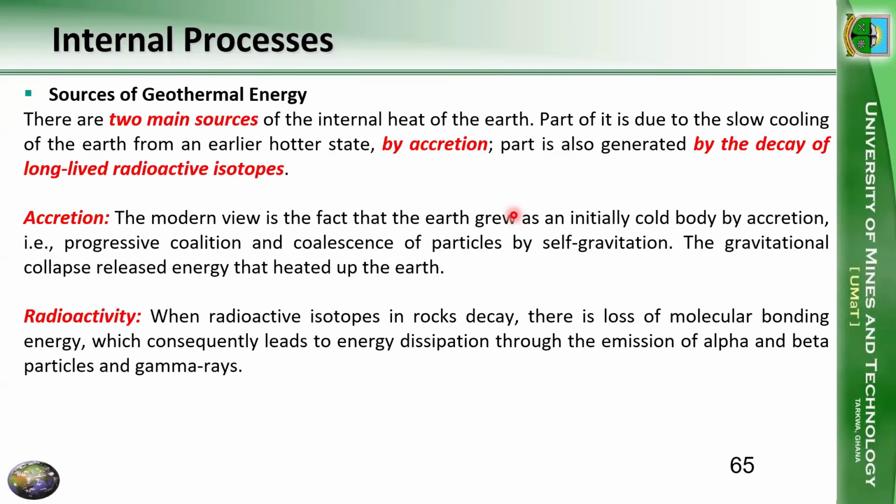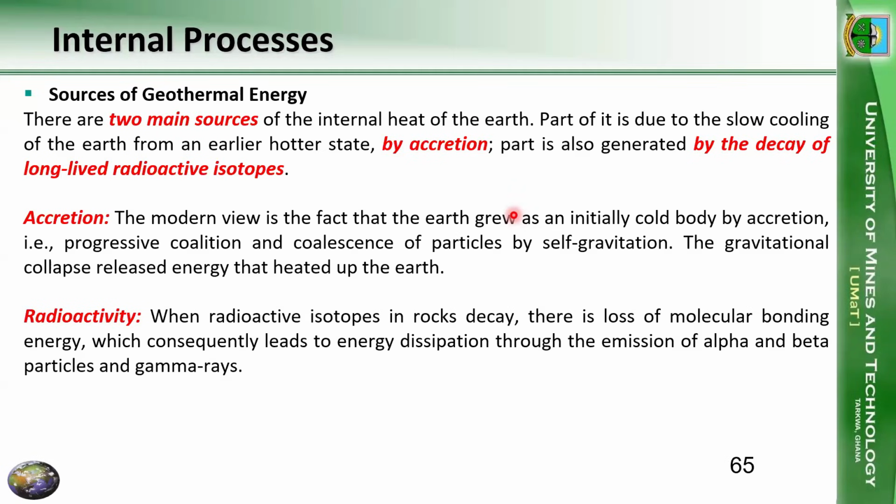how do you call it? The one we call the primordial, right? From accretion. So part of this particular energy is due to the slow cooling of the Earth from an earlier hotter state by accretion. So what is accretion? Accretion is the progressive coming together, or coalescence, of particles by self-gravitation.